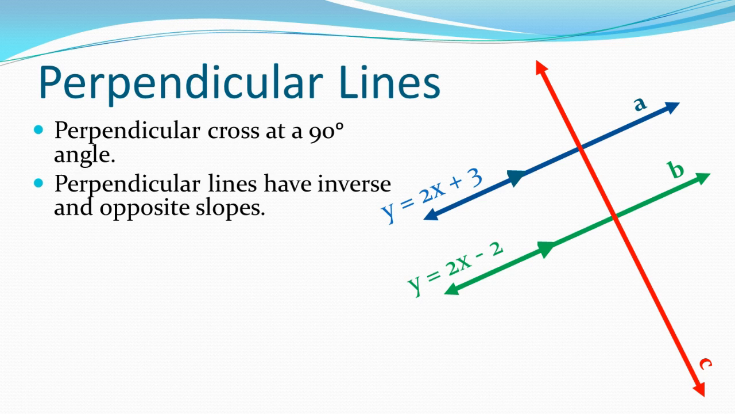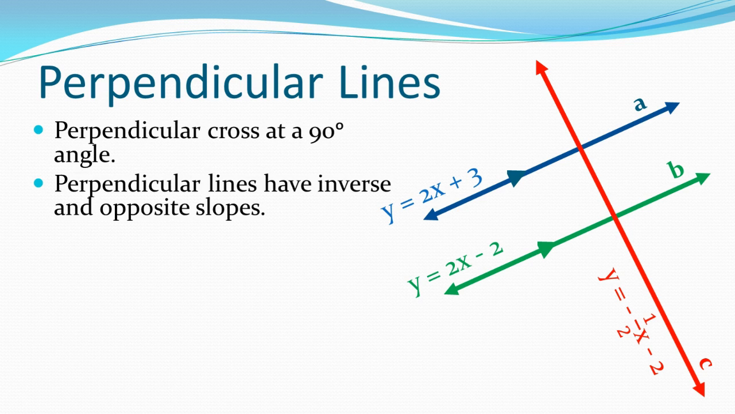So if we know that those two lines, y equals 2x plus 3 and y equals 2x minus 2, are parallel, it makes sense they have the same exact slope. So my slope for those two is 2 over 1. If I take the inverse of that, I get 1 over 2. 2 over 1, reciprocal, is 1 over 2. It was positive 2, so my slope is negative 1/2. The only difference is the y-intercept's going to change.